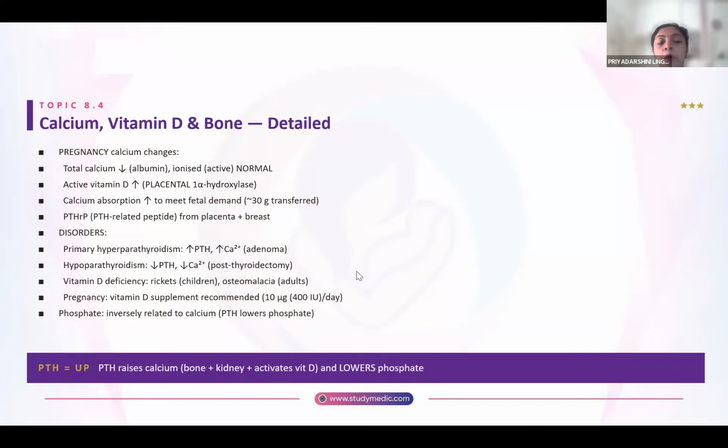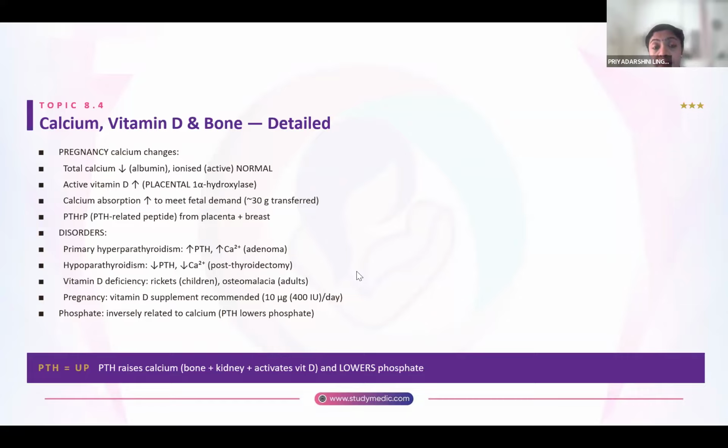Second thing is your hypoparathyroidism. Now, what happens in hypoparathyroidism? The parathyroid levels are low. So, in fact, this leads to a reduction in the level of calcium. And this is very, very commonly seen after thyroidectomy, where the parathyroid gland is also removed by mistake because of the placement of these organs right behind the thyroid. This is a common thing that we see in post-thyroidectomy patients.